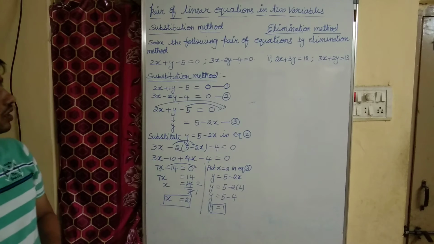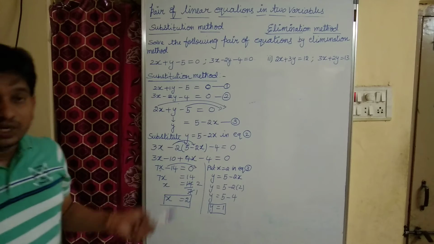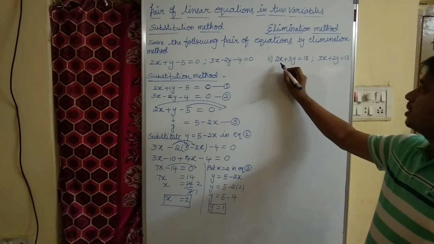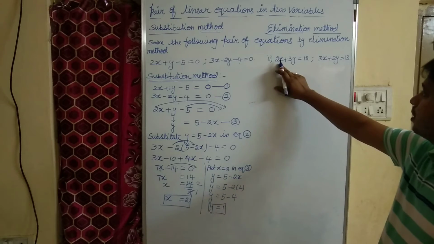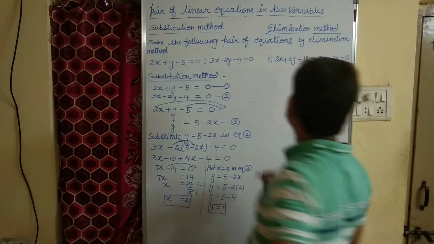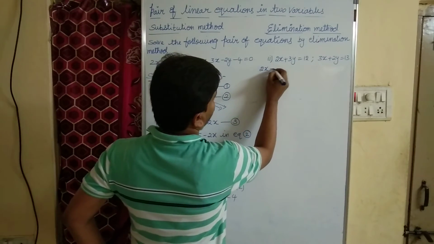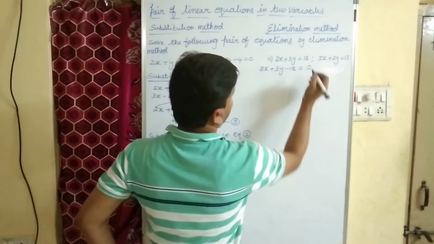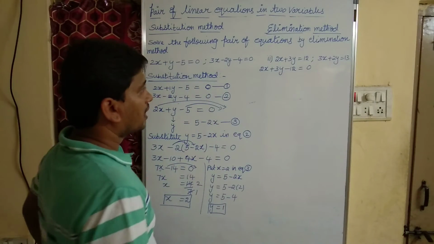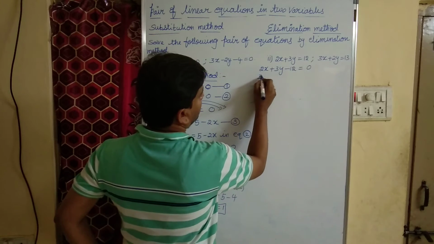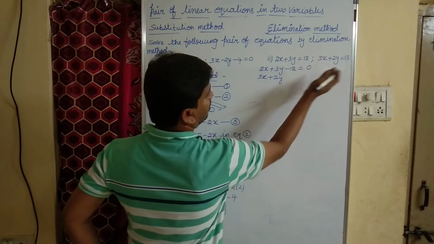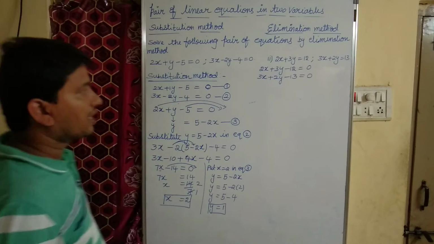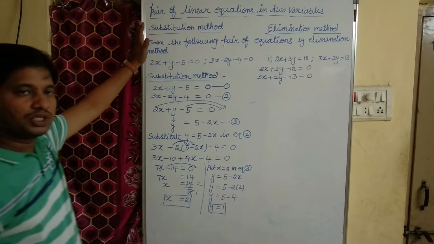Okay, I hope you understood both the methods. Let us go with one more example so that you will understand clearly. Okay, so equation number 2 is the second one, 2x plus 3y equal to 12. Let me write as 2x plus 3y plus 12, if you transpose it will become minus 12 equal to 0. And coming to the second equation, 3x plus 2y plus 13, if you transpose it becomes minus 13 equal to 0.